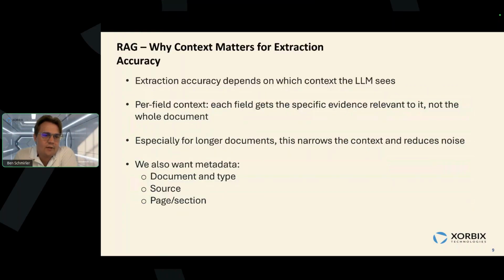Here we talk a little bit about why context matters for extraction accuracy. Extraction accuracy depends on the input, or the context, the LLM sees. We referenced the per field context. Each field gets specific evidence that relates to it, not the whole document. So it takes a specific chunk of the document as the token. Especially for larger documents, this narrows the context and reduces noise.